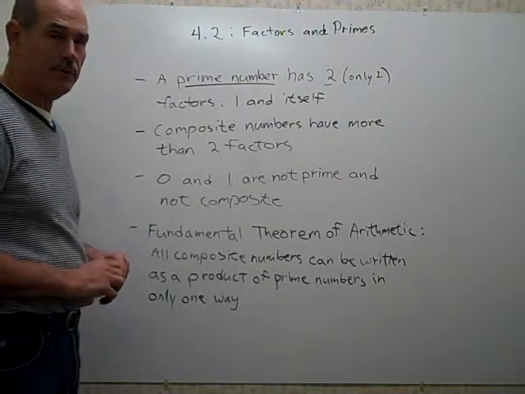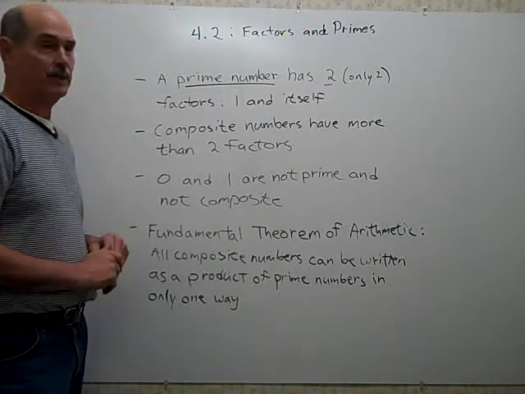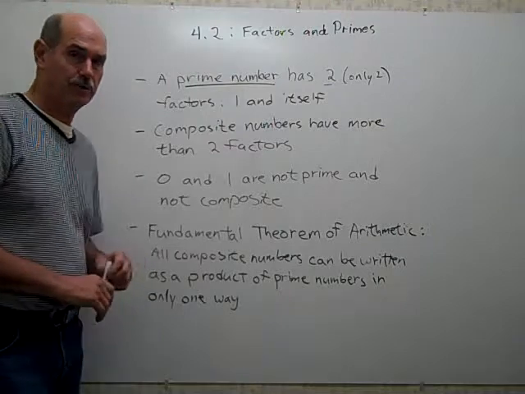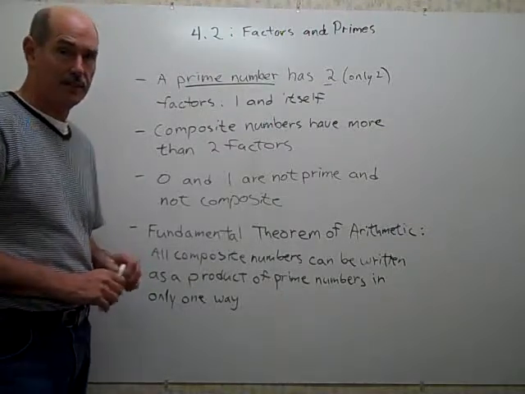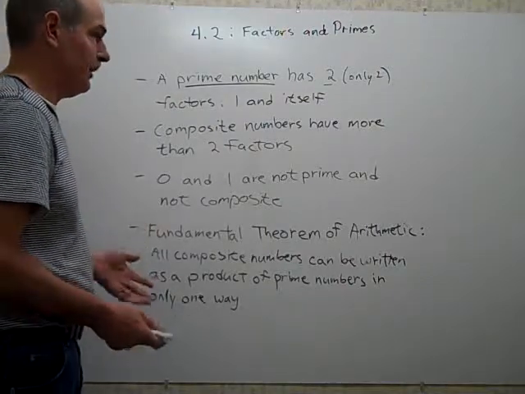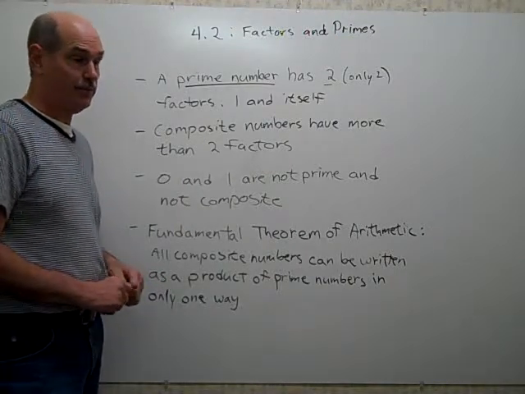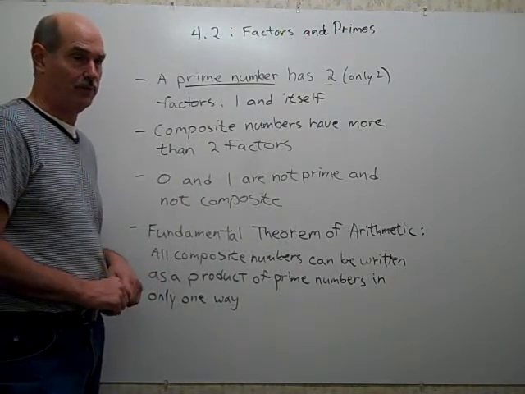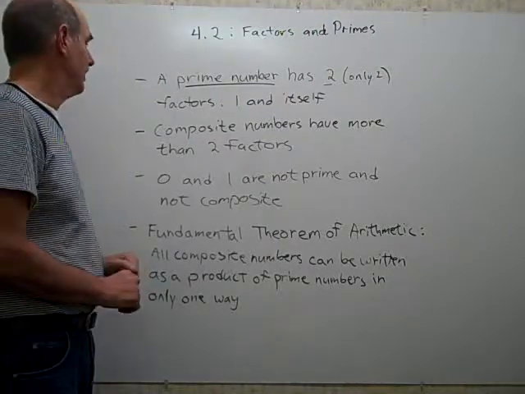4 is not prime because you can multiply 1 times 4 and get 4, and you can multiply 2 times 2 and get 4, so it has more than two factors. Factors are numbers that are multiplied together to find a product. That's one way to define a factor. You can also define a factor as a number that divides evenly into a given number. So 3 is a factor of 12 because 3 goes into 12. It's a factor of 12 because 3 times 4 is 12.